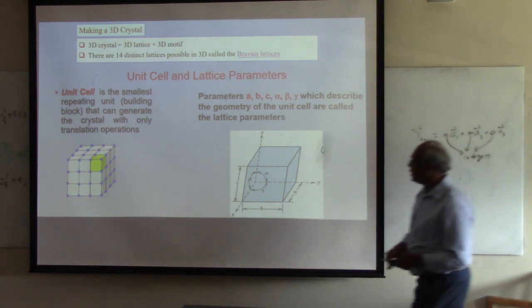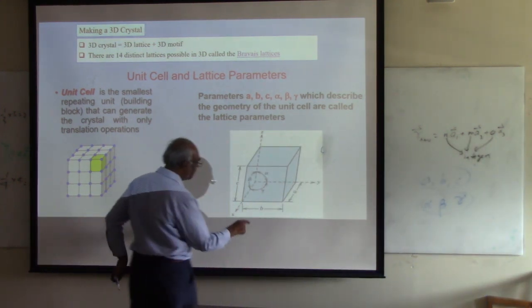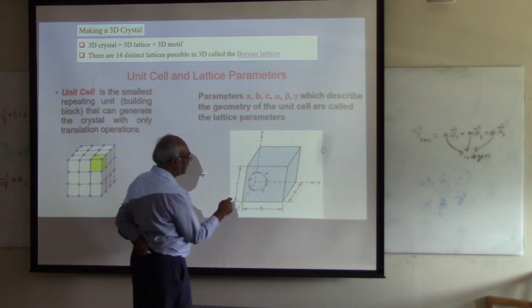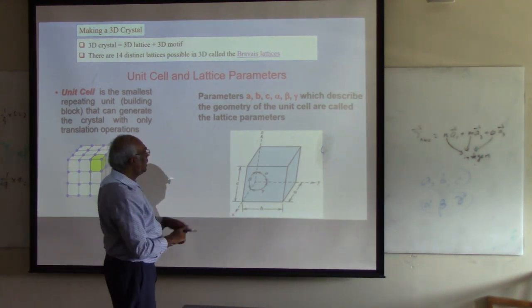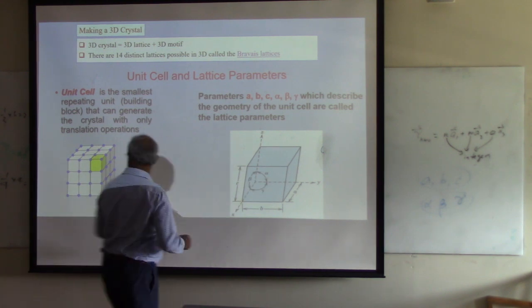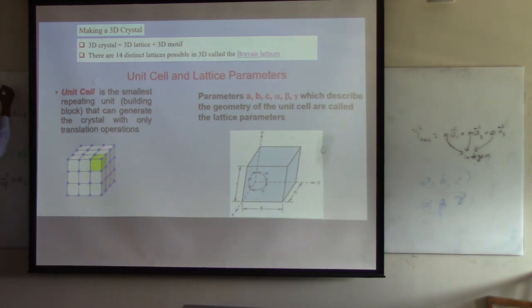Typically we define these a, b, c. Alpha, beta, gamma are cyclic. Alpha is the angle between Y and Z, beta is between X and Z, and gamma is between X and Y. It's a cyclic thing.